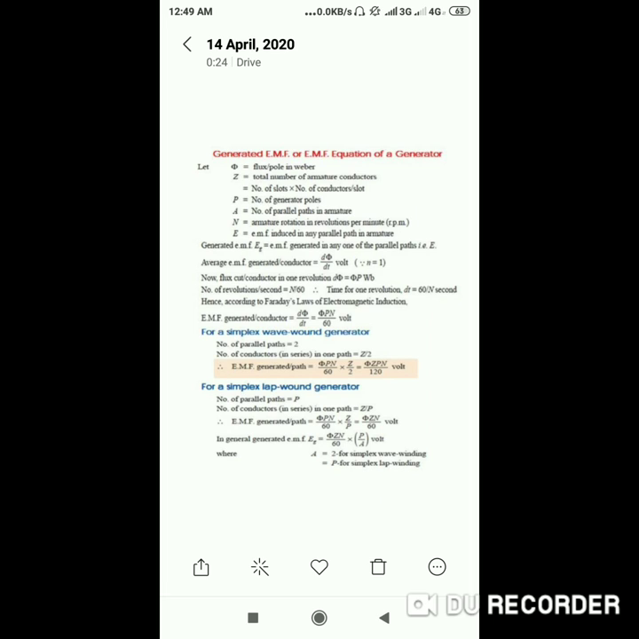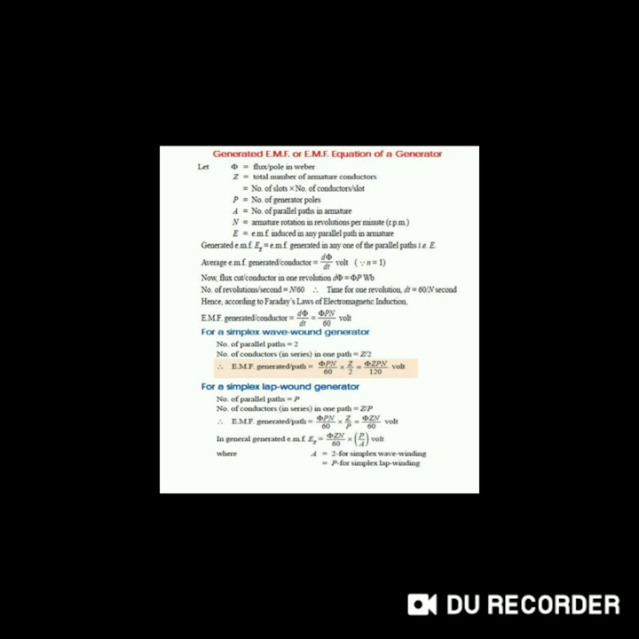Hence, according to Faraday's law of electromagnetic induction, EMF generated per conductor is given by d phi by dt. d phi is phi into P, divided by dt. dt is nothing but 60 by n. When you write 60 by n, the n from the denominator goes to the numerator, so that becomes phi P n divided by 60.